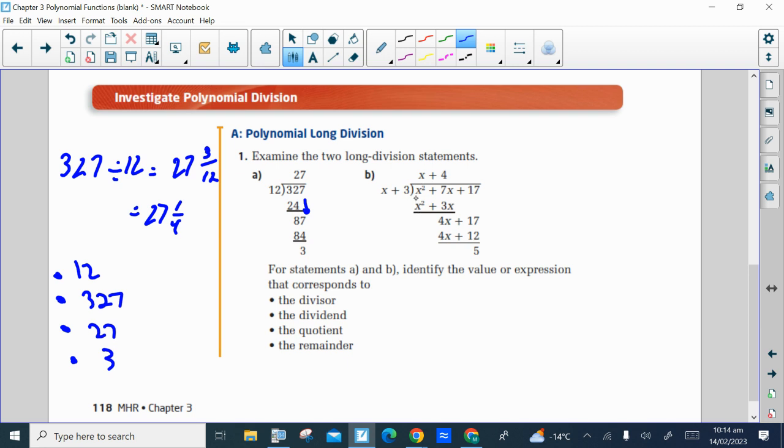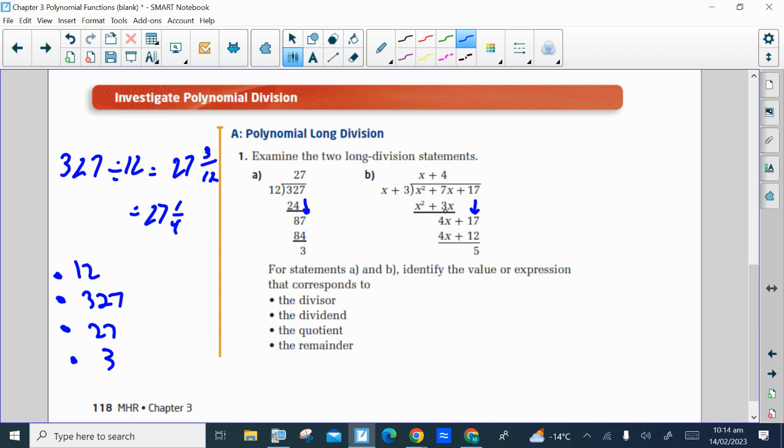That's what we wanted. That's why we put an x up here, so that this x on top by the x in front gives you the x squared, so that when you subtract, they cancel. And when you subtract the 7x, take away the 3x, you're left with 4x. Okay, and then like we did over here, this 7 came down to make an 87. This 17 comes down to become 4x plus 17.